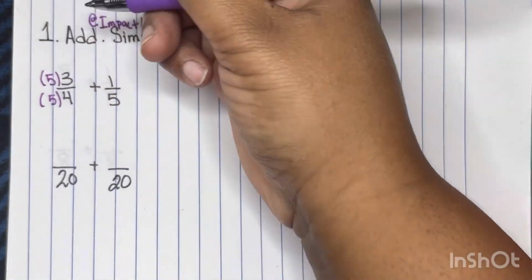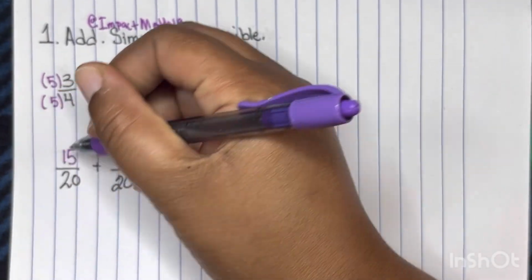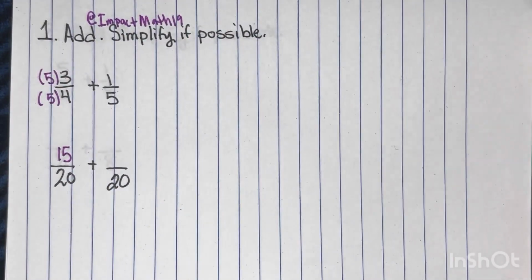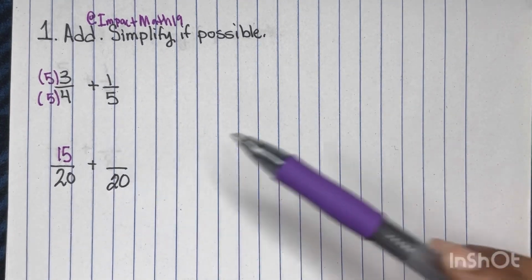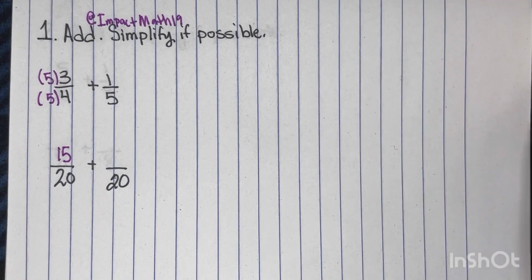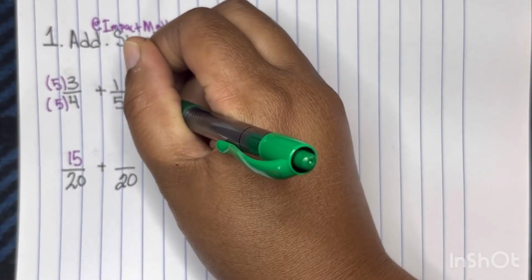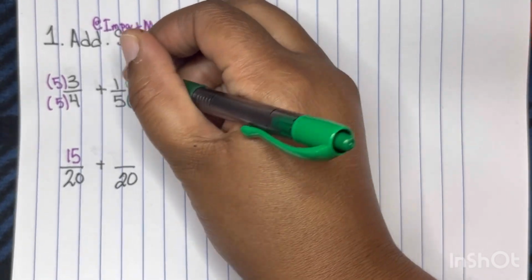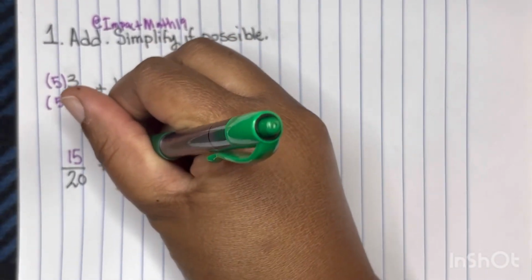Okay? So we would get 5 times 3, we will put 15 over here. Now we have 1/5. We need this 5 to go to a 20. So you would ask yourself 5 times what? It will be 4. And what we do to the bottom, we also do to the top. And 1 times 4 is 4.